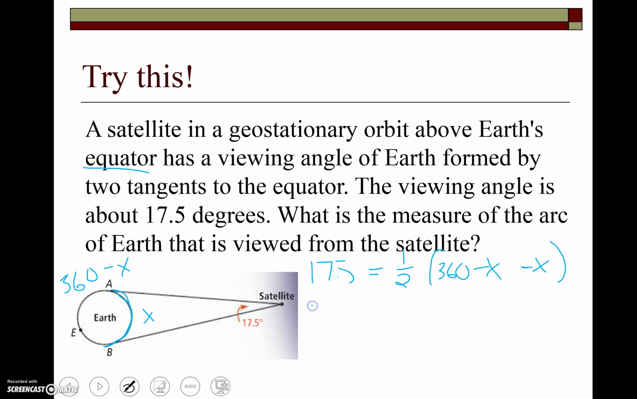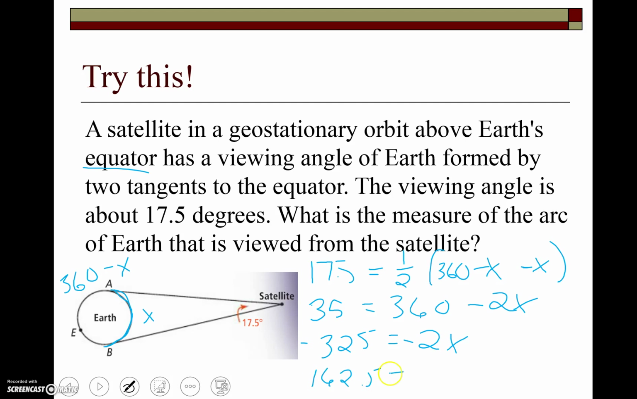So I'm going to multiply both sides by 2, and I get 35 equals, and I'm going to combine my like terms, so I have 360 minus the 2x. Then I'm going to subtract the 360 from both sides, so I'm going to do 35 minus the 360, and I get negative 325, and that's going to equal a negative 2x. So I'm going to divide both sides by negative 2, and I get 162.5, and that is equal to our x value here, which is the arc that we were looking for.